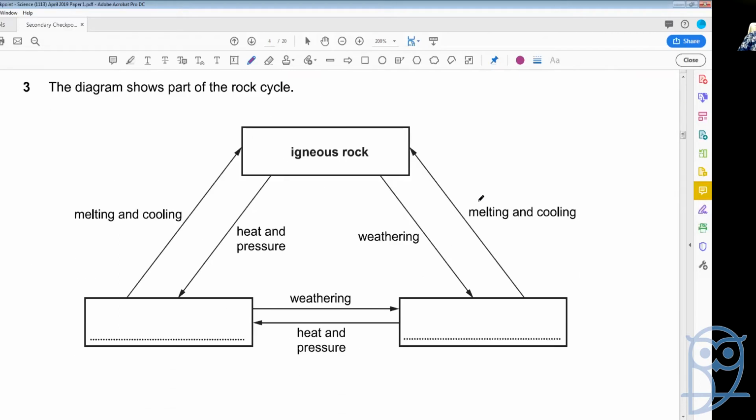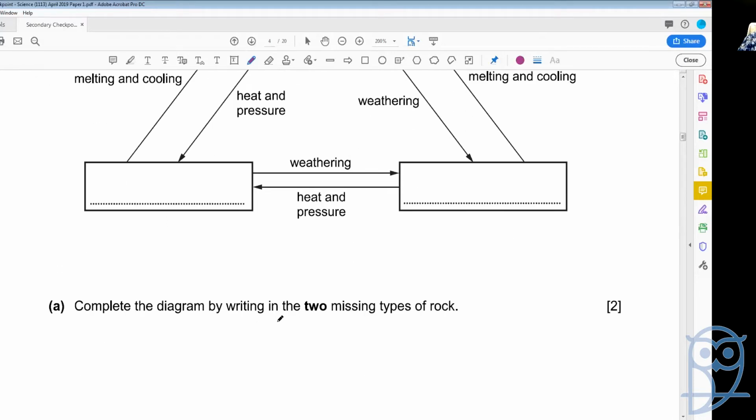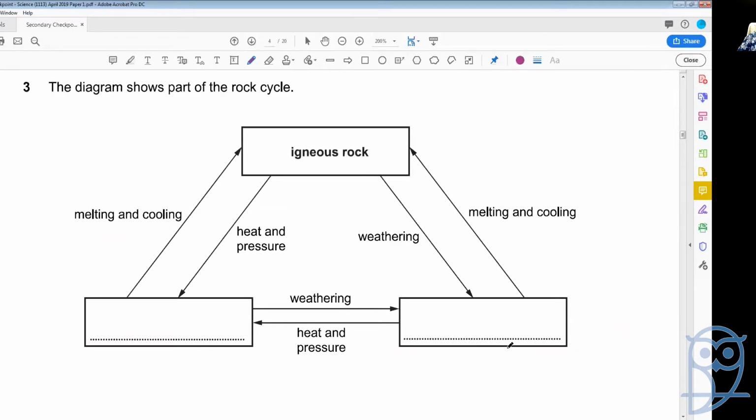So let's continue on. Okay, this diagram shows part of the rock cycle. And it asks us to complete the diagram by writing in the 2 missing types of rock. So we have 3 kinds of rock. We've got igneous rock, we've got metamorphic rock, and we have sedimentary rock.